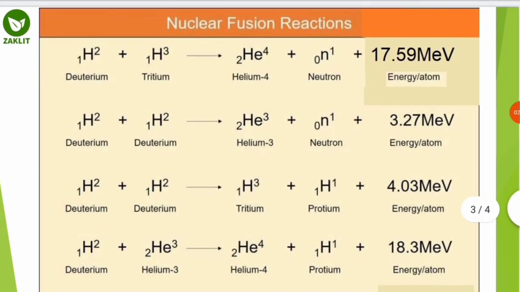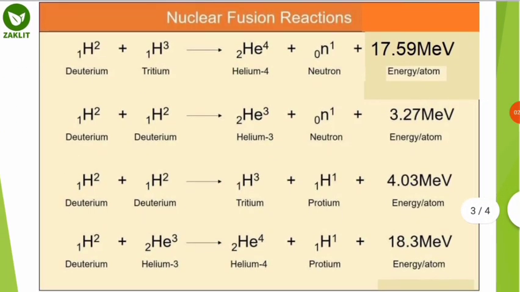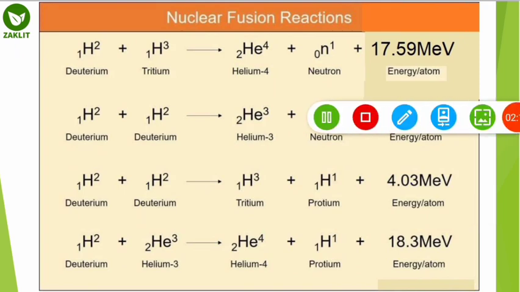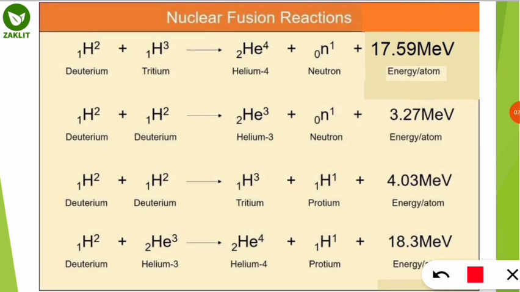This table is very important and I request you to make this table in your notes. It will be very important. It can come in the next exam also. Here it tells what kinds of nuclear fusion reactions are possible, what elements are released, and how much energy is released in that reaction.